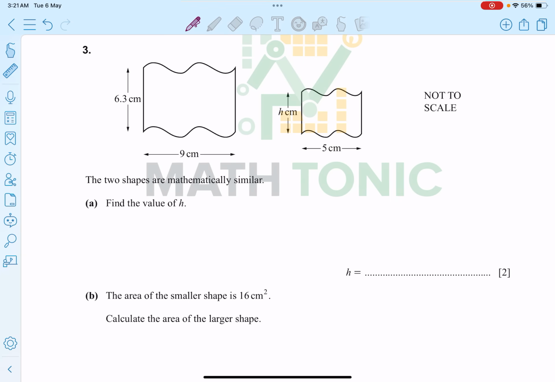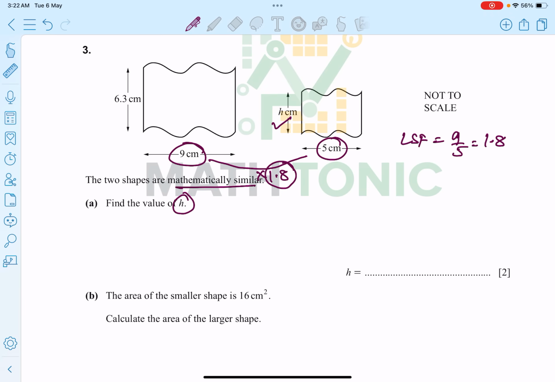Question number 3. Two shapes are given as mathematically similar, and we need to find the value of this height, h. Basically this question belongs to similar shapes, right? You can see here this corresponding side is given as 9 and this one is given as 5 centimeters. So if I try to find the length scale factor, it should be 9 over 5, which equals 1.8. What does it mean? That means this bigger side is 1.8 times bigger. So this is the smaller side, this is the bigger side, and the bigger side is given.